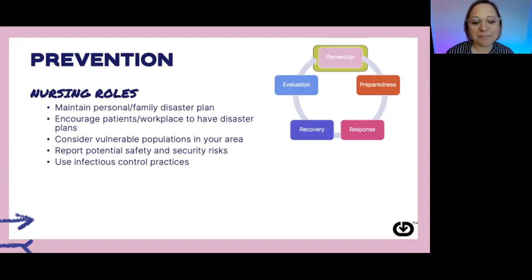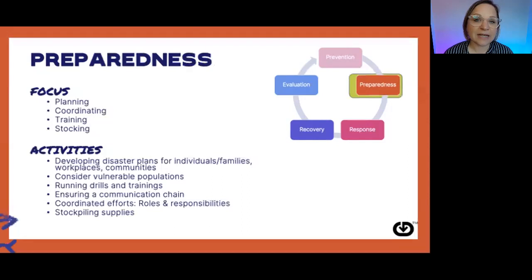All right, so step 2 of this disaster management phase is preparedness. And the focus here is planning, coordinating, training, and stockpiling. And so activities you're going to see during the preparedness step include things like developing disaster plans for individuals and families, workplaces, and communities, considering vulnerable populations, running drills and trainings, ensuring a chain of command and communication, coordinating efforts.